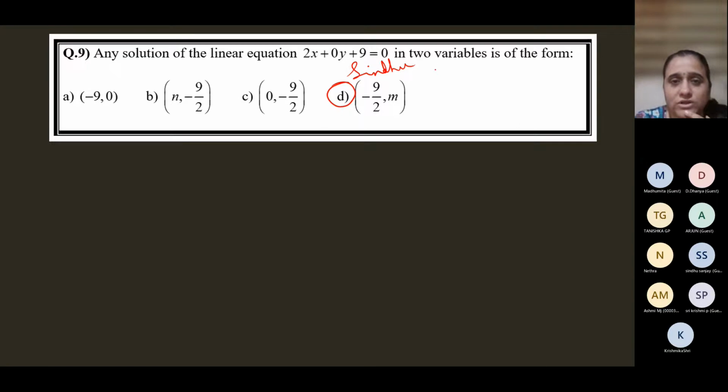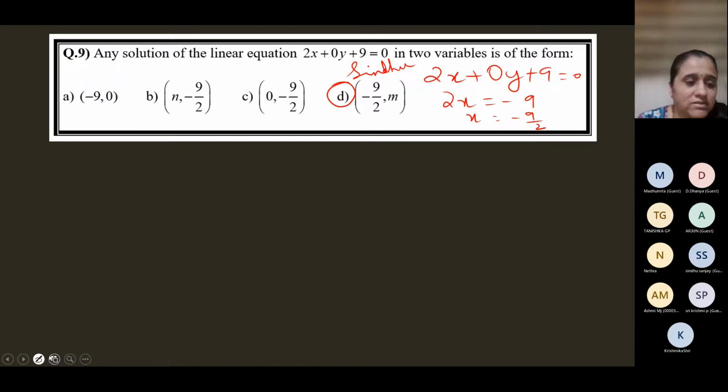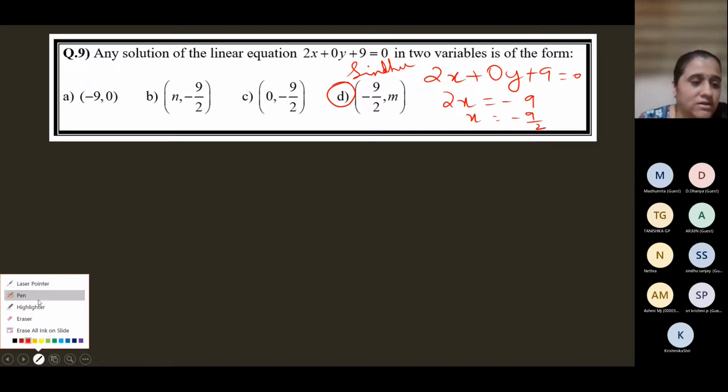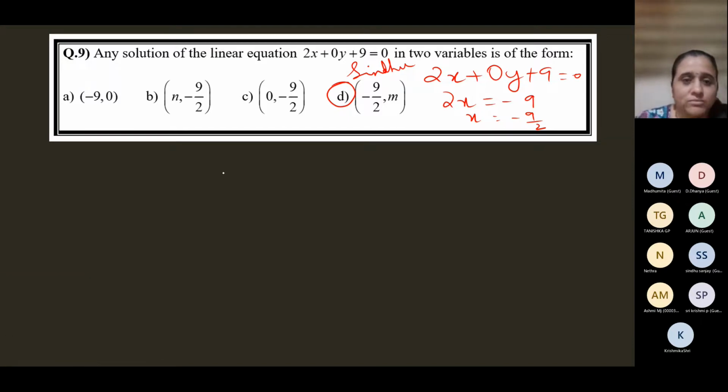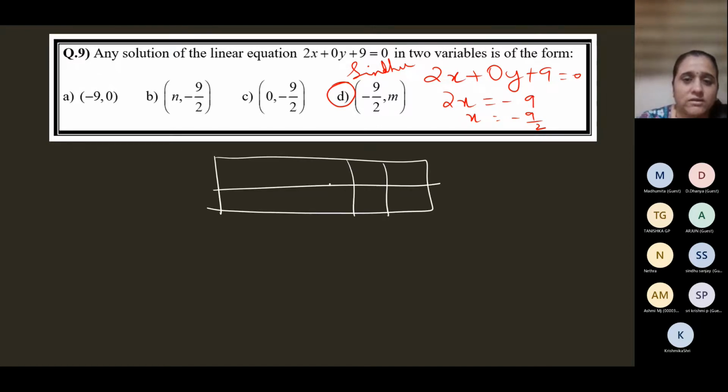So when you work the given equation, 2x plus 0y plus 9 is equal to 0, we get 2x, 0y is 0. So leave it. So you get 2x is equal to minus 9 because 0y is 0. You can ignore it. So 2x is equal to minus 9. x is equal to minus 9 by 2. What do we understand by this? x is always minus 9 by 2 for any value of y.